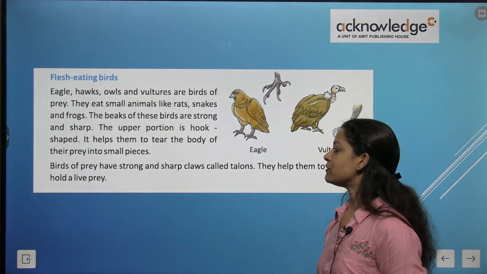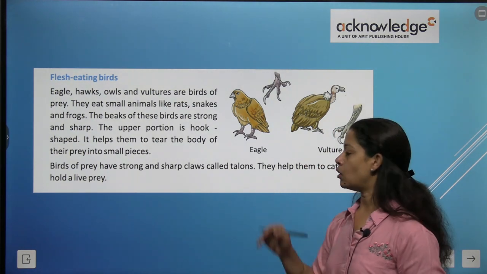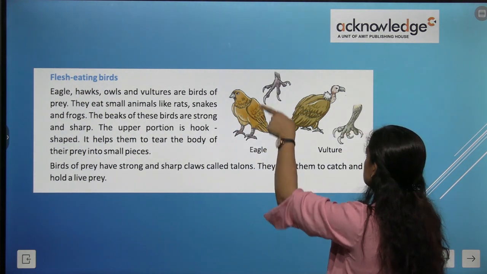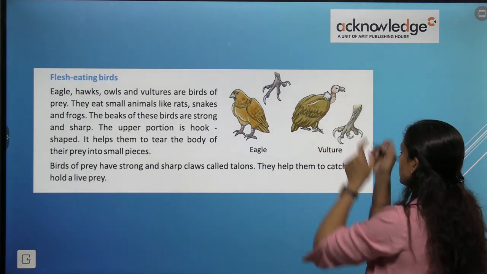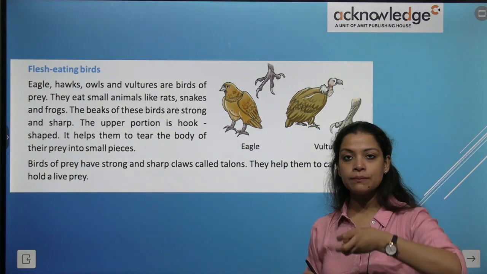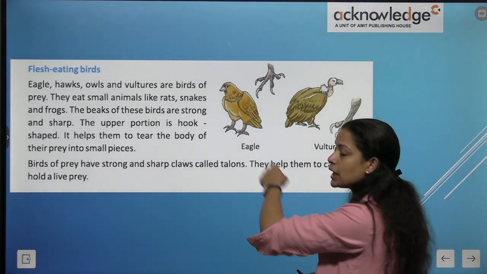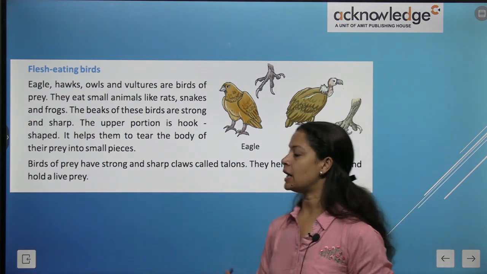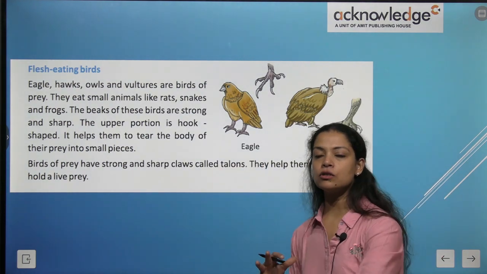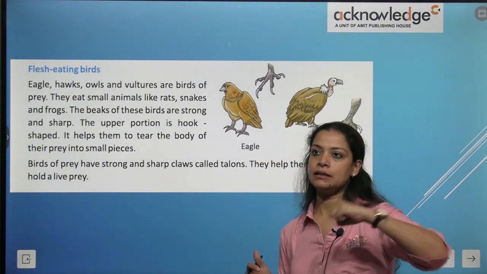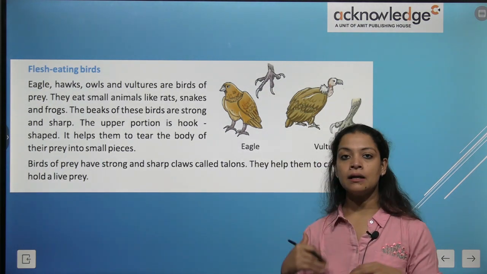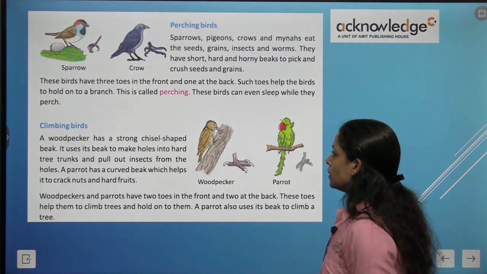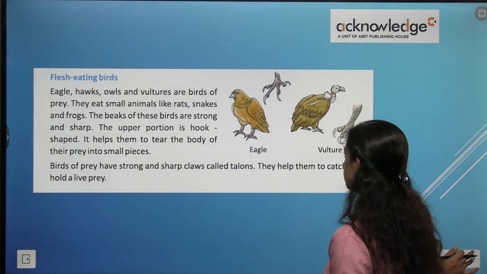The birds of prey have strong and sharp claws called talons. These are the claws, and this is the beak. See, these are claws. So they have hook shape. Can you see this kind of hook shape? They have a hooked beak so that they can tear the flesh, and they have sharp claws so that they can catch their prey. They help them to catch and hold a live prey. They swoop down with great force. They catch their prey and then they fly off again. That is why they have such organs by nature. Okay, these are flesh eating birds.